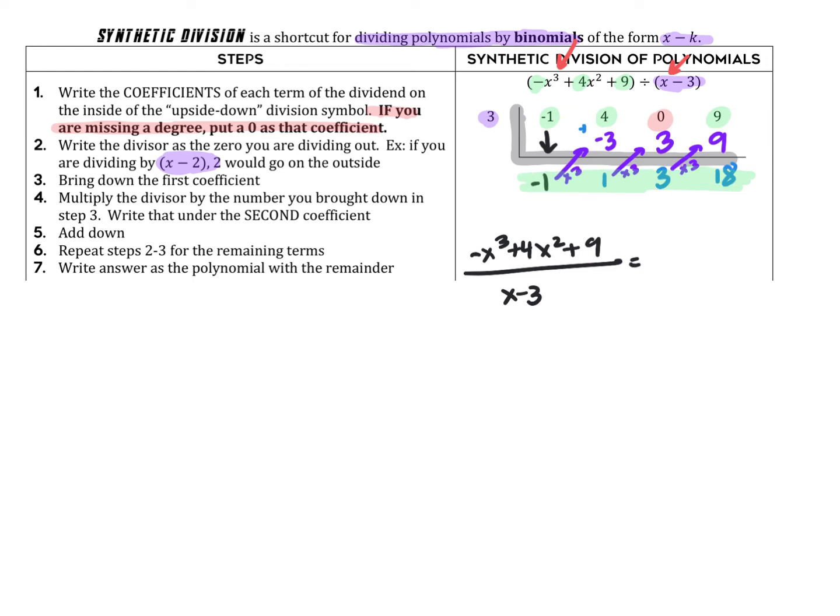So it was x to the third. Now it's going to be -1x squared plus 1x plus 3. And this number over here is our remainder again. And we write our remainder in the same way that we did when we were doing long division. So plus 18 over the thing we were dividing by, which is x minus 3. So I want to keep this example here so we can look back at that while we're working on a couple more problems using synthetic division.